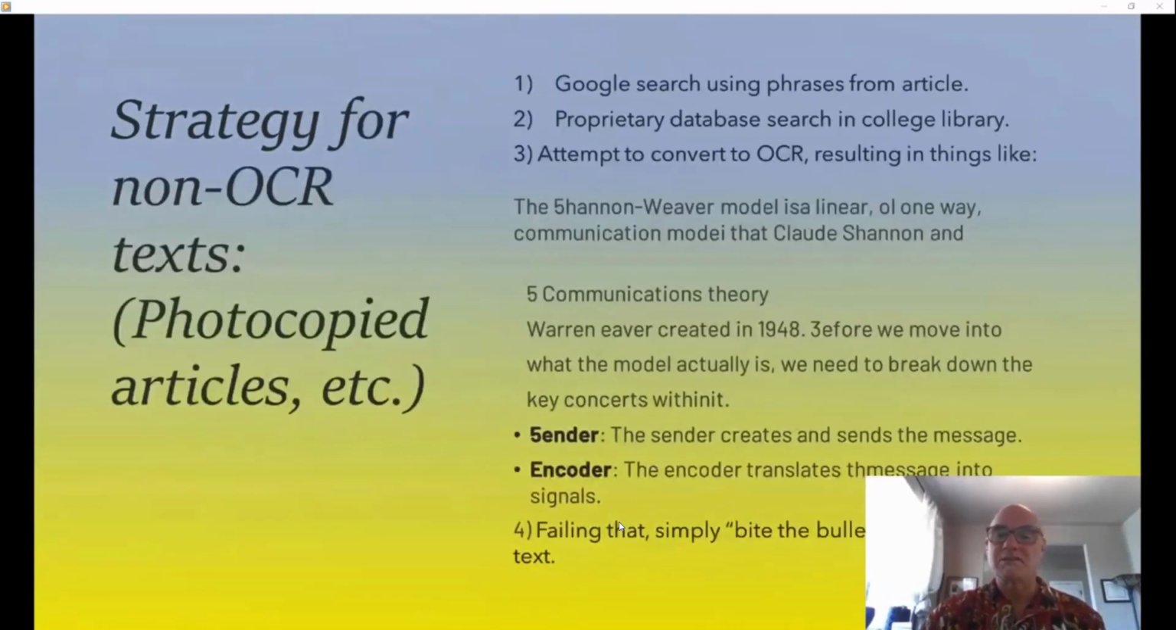For non-OCR texts, you can do the same thing. You can do a Google search using phrases from the article. You can use a proprietary database. And if and when that doesn't work, because usually if you're using photocopied articles, it's because you don't have a print version of it that you can distribute.